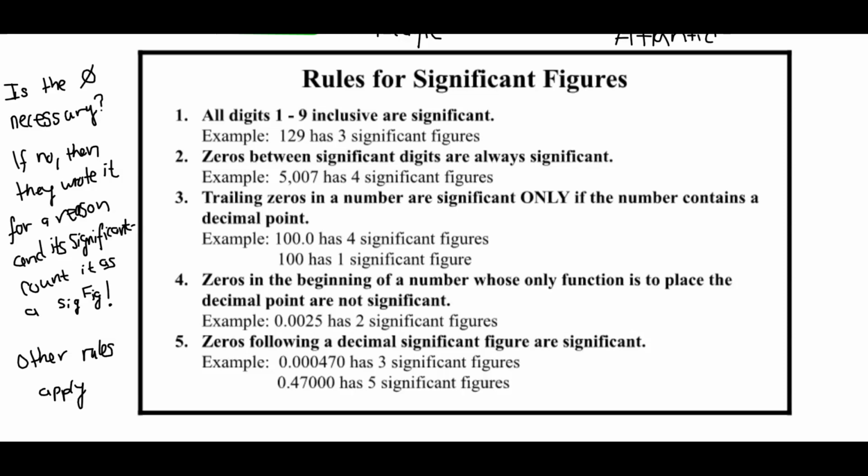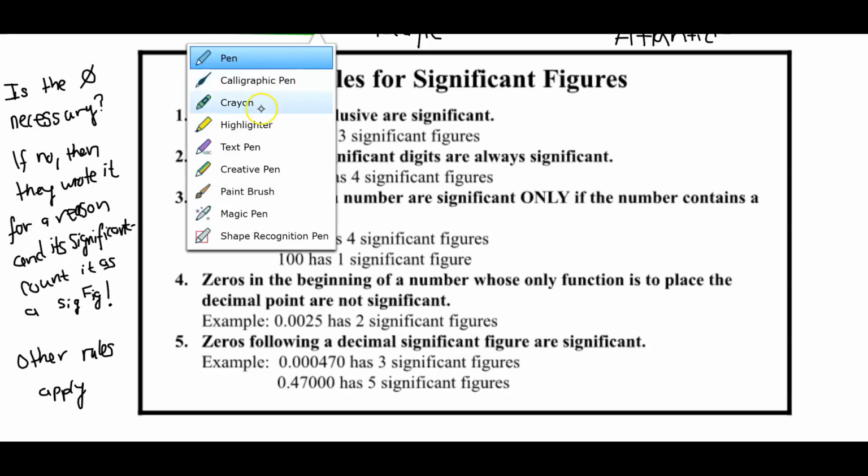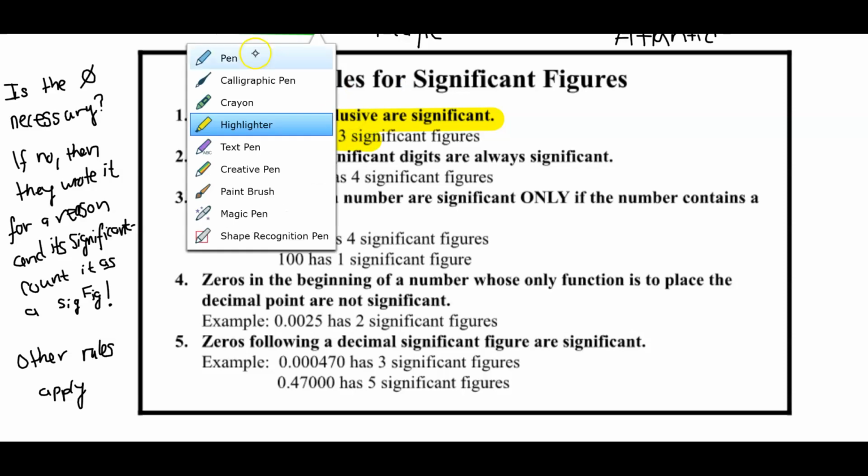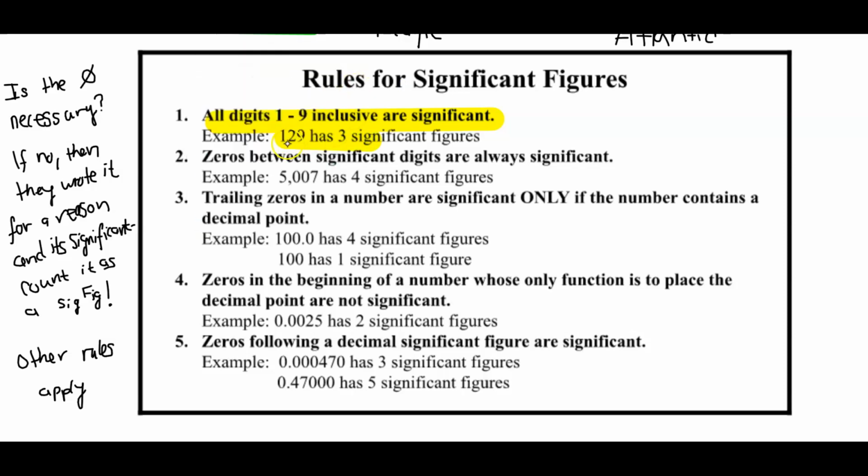So here are the rules for significant figures. All digits 1 through 9 inclusive are significant. Okay? So 129 has 3 significant figures. If you look at it, there are 3 place values here, and they're all holding important data. That's pretty clear. Things get weird though when we come to the zeros.